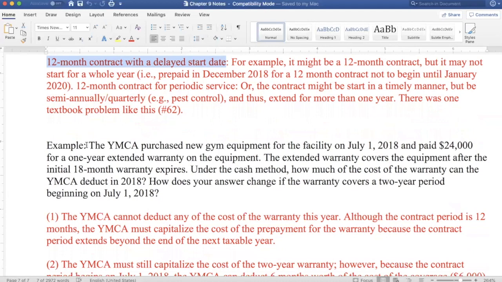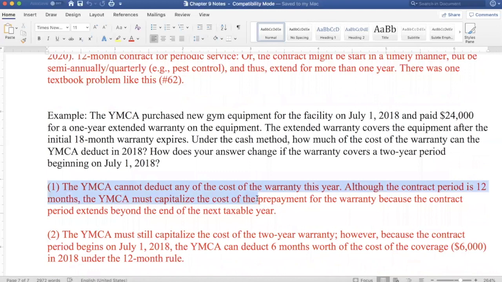The YMCA purchased new gym equipment for the facility on July 1st, 2018. They paid $24,000 for a 1-year extended warranty on the equipment, so it meets the first requirement. The extended warranty covers the equipment after the initial 18-month warranty expires, so it's a delayed start. The 12 months doesn't start right away. Under the cash method, how much of the cost of the warranty can the YMCA deduct in 2018? The answer is none of it. Although the contract period is 12 months, which meets requirement 1, it doesn't meet requirement 2 because it's going to extend beyond the end of the next taxable year.